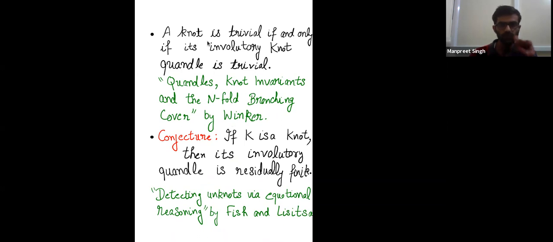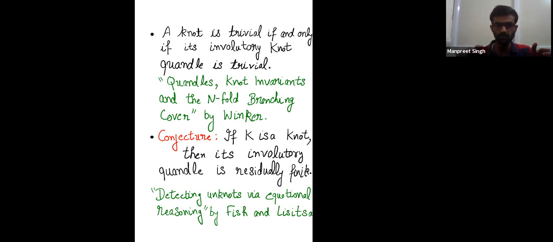Winkler proved that a knot is trivial if and only if its involutory knot quandle is trivial. Involutory knot quandle basically means a quandle whose actions from the right are involutory actions. There is a conjecture that if K is a knot, then its involutory knot quandle is residually finite. This conjecture was formulated by Fish and Disitasa in this paper.